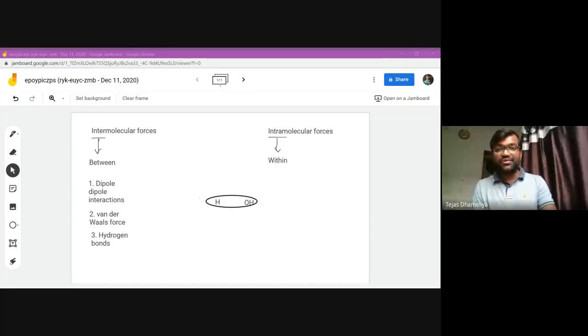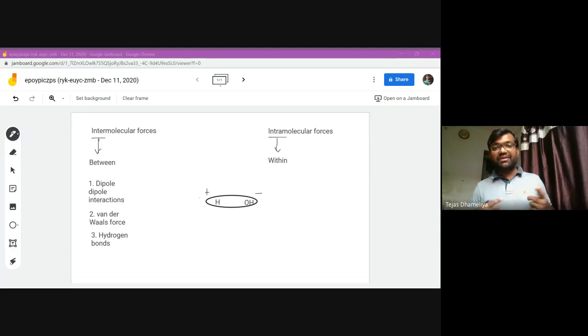You know very well H is always positive and OH is always negative. H plus, OH minus. So this is a molecule which has a positive end over here and a negative end over here. This is one dipole because it is having two poles, two ends, which are completely opposite. One is positive, the other is negative. That's why this is a dipole.